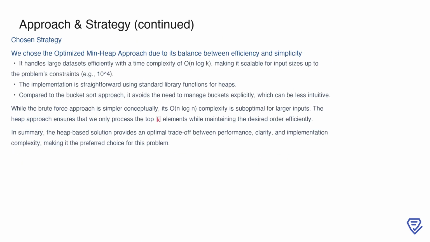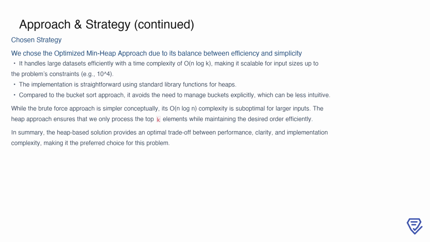After evaluating the different strategies, we chose the optimized min-heap approach as the preferred solution. This method strikes a balance between efficiency and simplicity. With a time complexity of O(n log k), it is well suited for handling larger datasets, scaling efficiently with input sizes up to the problem's constraints, such as 10 to the power of 4 words. Additionally, the implementation is relatively straightforward, leveraging standard library functions for heap operations. Compared to the bucket sort approach, it avoids the need to explicitly manage buckets, which can be less intuitive.